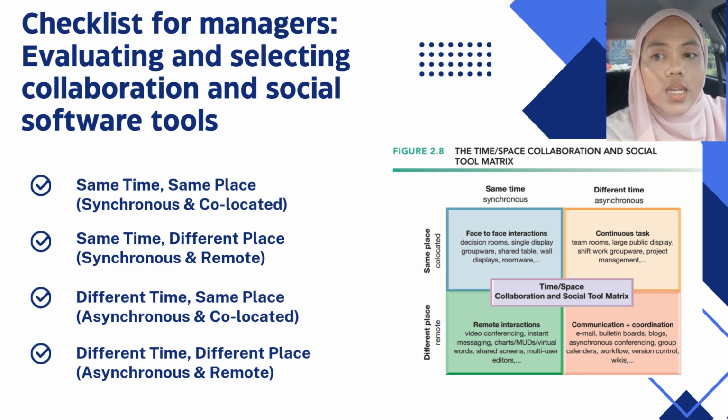The fourth is different time and different place. Work happens at different times and from different locations. Examples are email, blogs, wikis, online calendars, and version control systems.